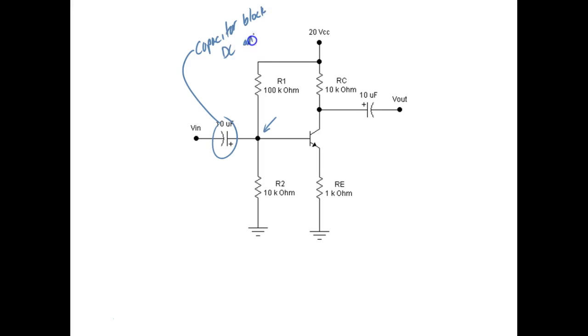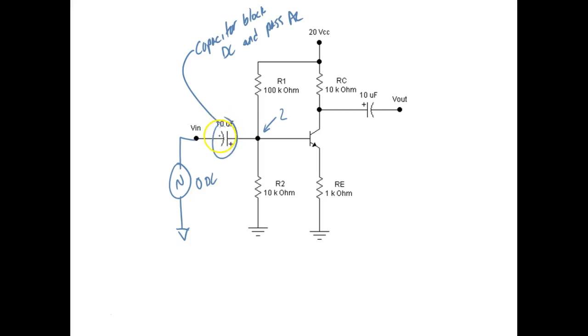And they pass AC. So what it gives me the ability to do, if I was to put this across a signal source, this signal source basically has 0 DC resistance. So if I hook this up to a signal source and I didn't block that 2 volts in there, then it would drop to 0.